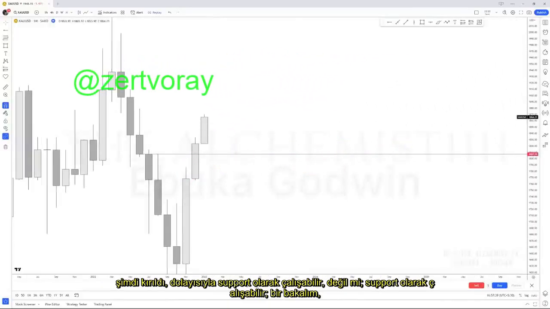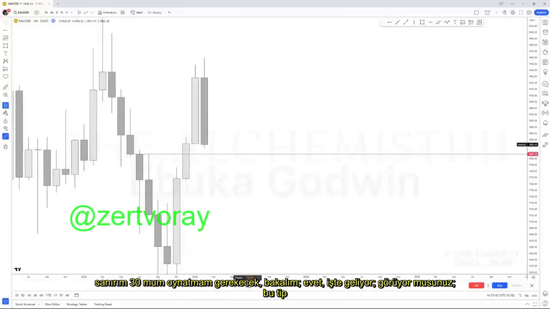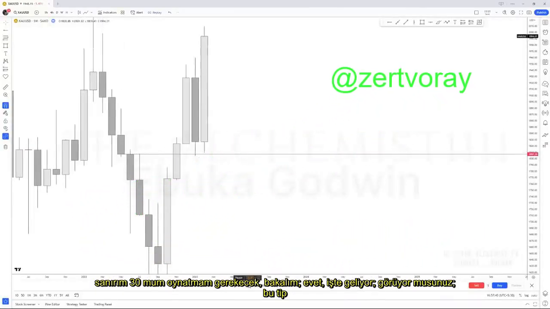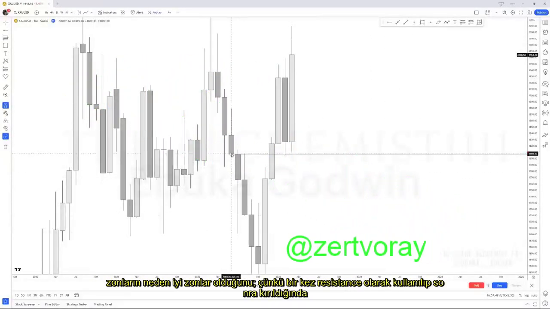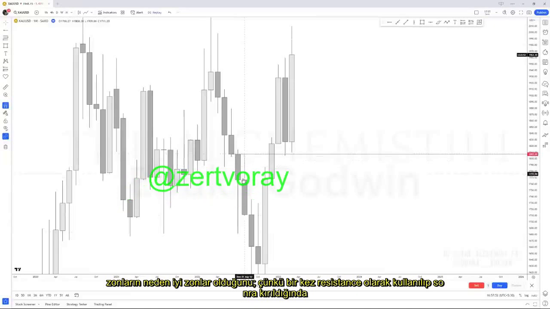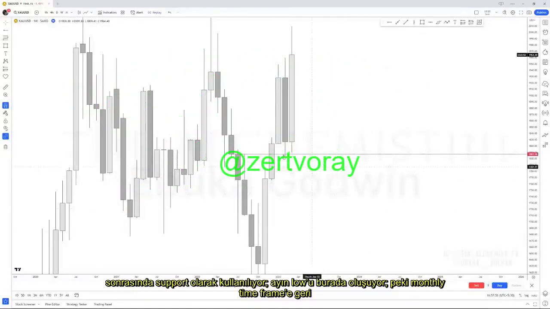Let's see. I'll have to play 30 candles, I think. No. There it comes. Can you see that? Why did I tell you these types of zones are good zones? Because once it was used as a resistance, it's broken, then it got used as a support, low of the month.